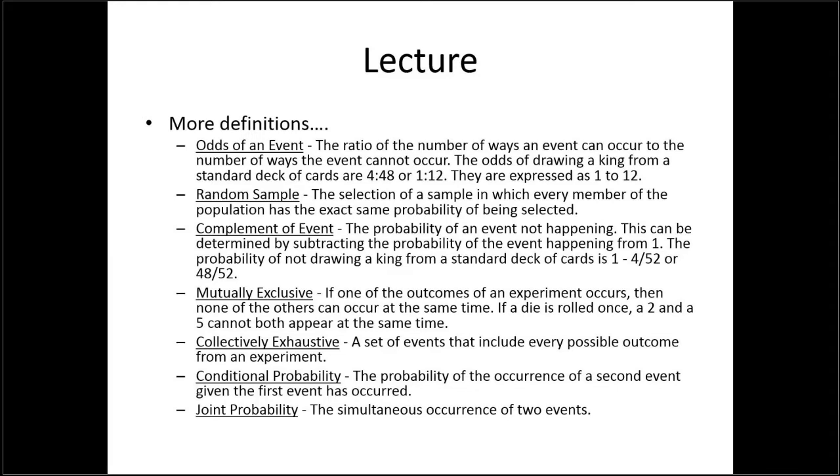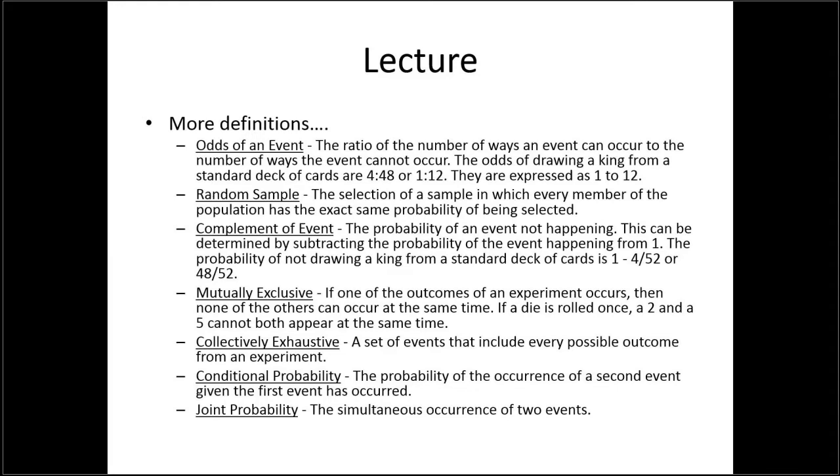Mutually exclusive events are events that cannot possibly happen at the same time. You cannot have a head and a tail at the same time. You cannot have a 2 and a 5 at the same time. You cannot draw a king and a queen at the same time. Anything that cannot happen together. If you look at all of the possible outcomes of an experiment, that's known as being collectively exhaustive.